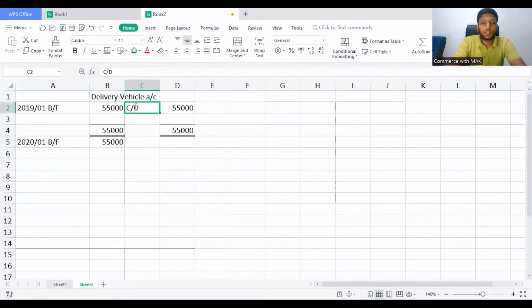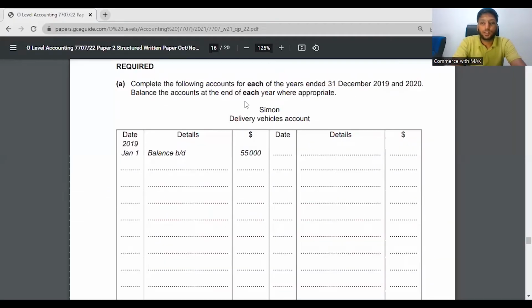So here I should write the end of the year 2019. Maybe December is the year we are selling. So 31st 12. You can say like that. Let me see how they have started the sum. 2019 January 1. So I can say December 31st. The better way.